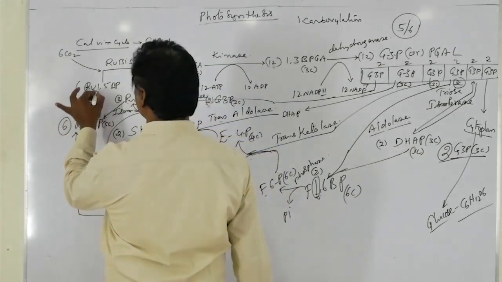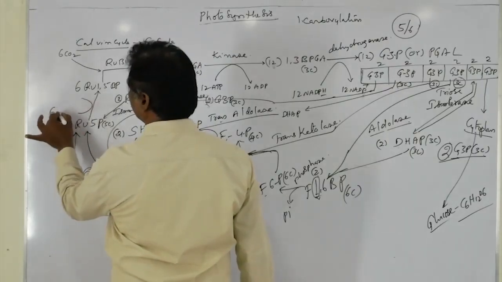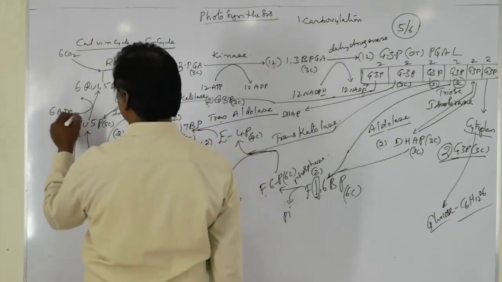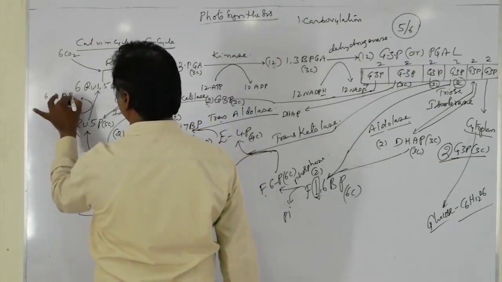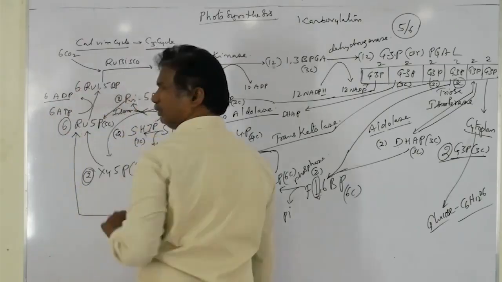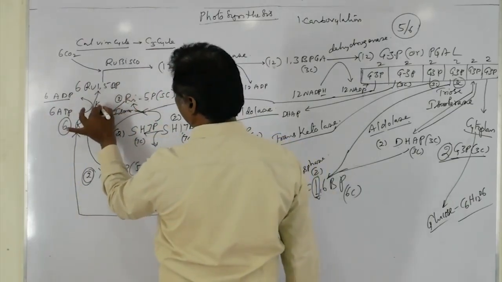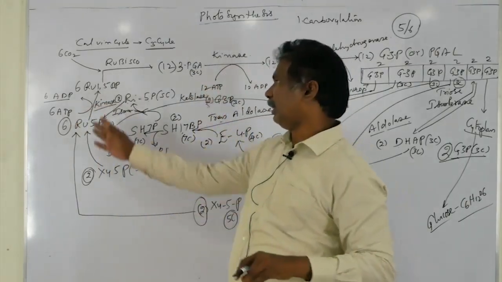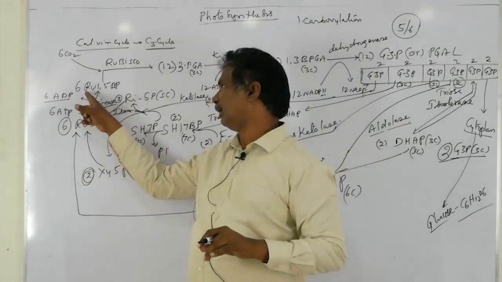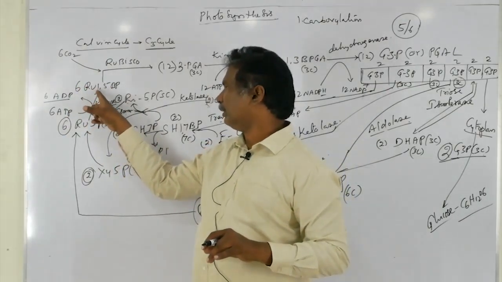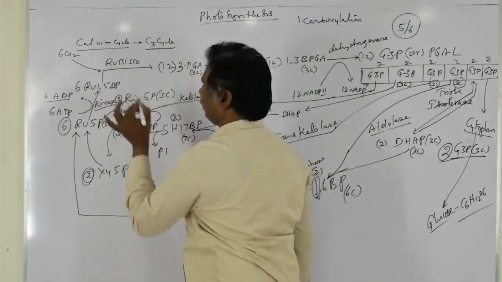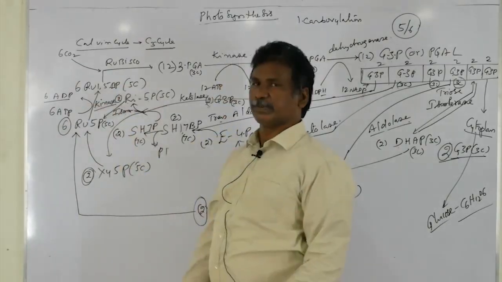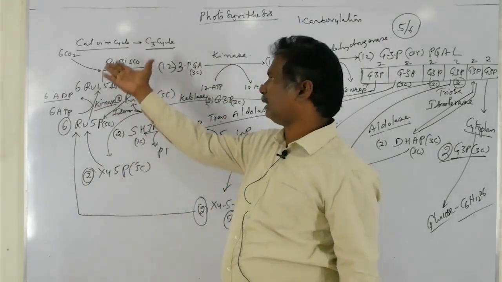Finally that ribulose 5-phosphate, by using 6 molecules of ATP, converts into 6 molecules of ADP, taking a phosphate, in the presence of the enzyme kinase, and finally produces the regeneration of 6 molecules of ribulose 1,5-bisphosphate. It is also the primary acceptor of CO2.